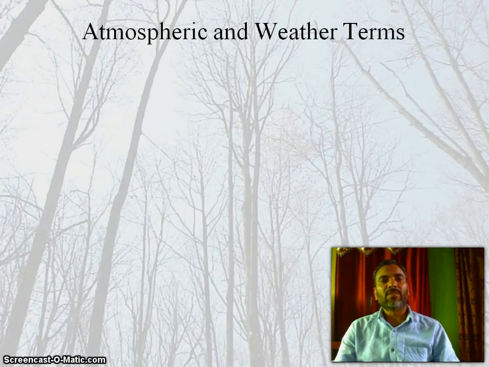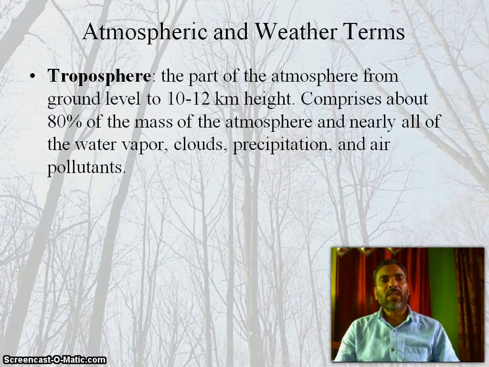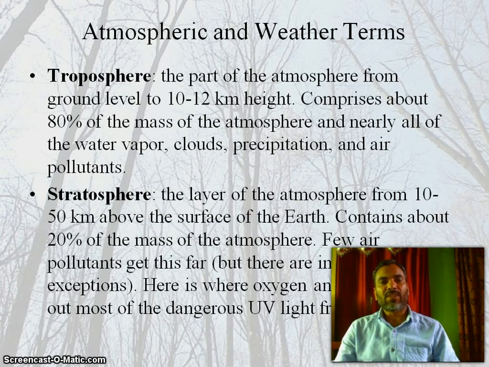Now, atmospheric and weather terms. What is the troposphere? The part of the atmosphere from ground level to 10 to 12 kilometers in height comprises about 80% of the mass of the atmosphere and nearly all of the water vapor, clouds, precipitation and air pollutants. That is called the troposphere. Stratosphere: the layer of atmosphere from 10 to 50 kilometers above the surface of the earth contains about 20% of the mass of the atmosphere.